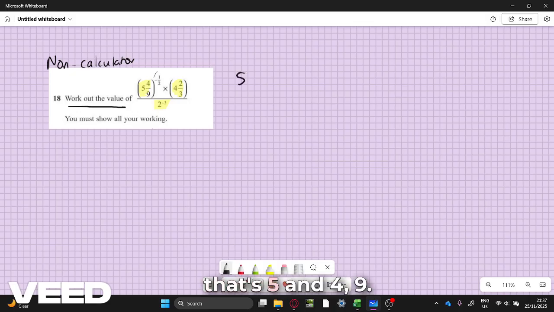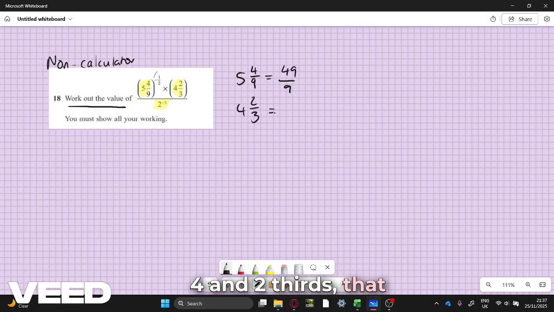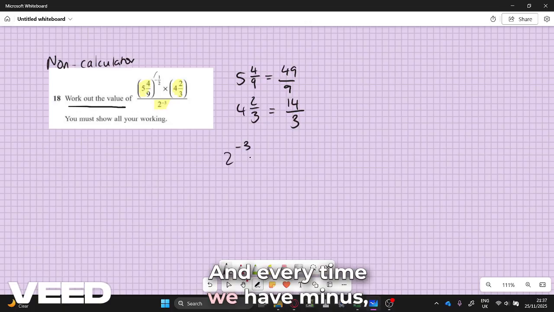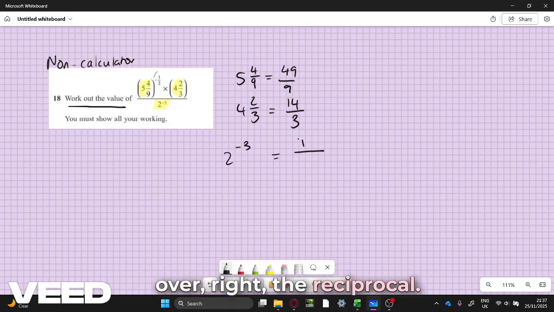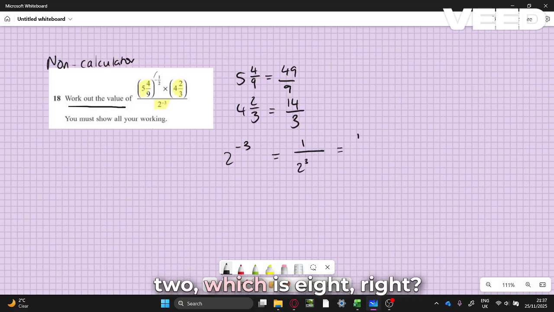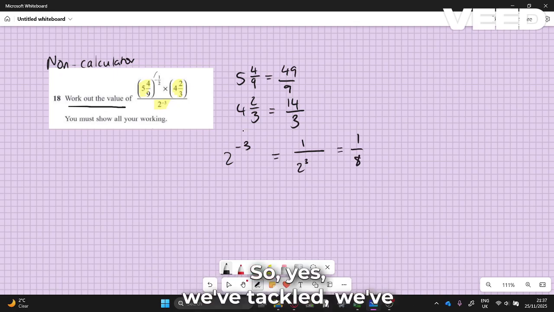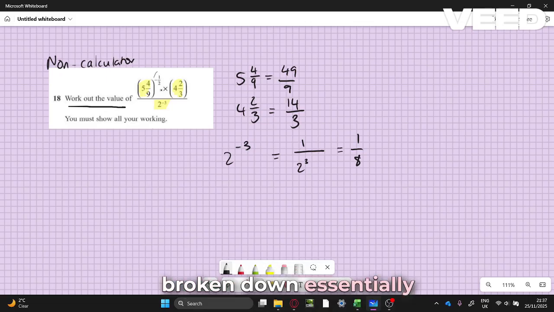Starting off, that's 5 and 4/9. That can be simplified: 9 times 5 is 45, plus 4 is 49 over 9. 4 and 2/3 can be simplified to 3 times 4 is 12, plus 2 is 14 over 3. And then 2 to the minus 3. Every time we have a minus, that just means 1 over, the reciprocal. So 1 over 2 cubed, which is 2 times 2 times 2, which is 8. So we've broken down essentially the three biggest things in this problem.